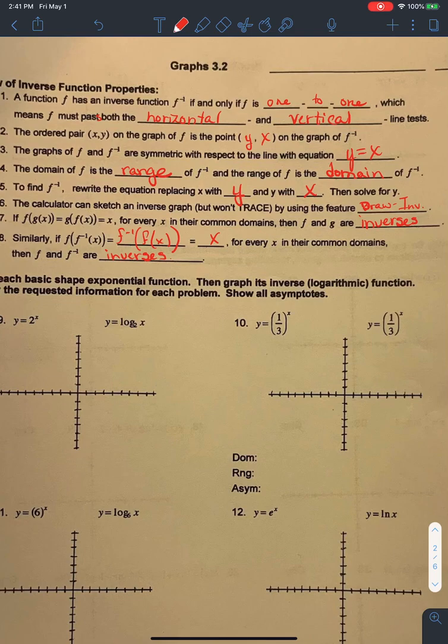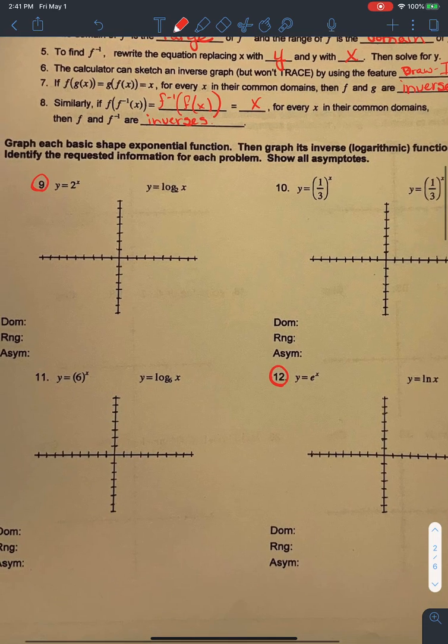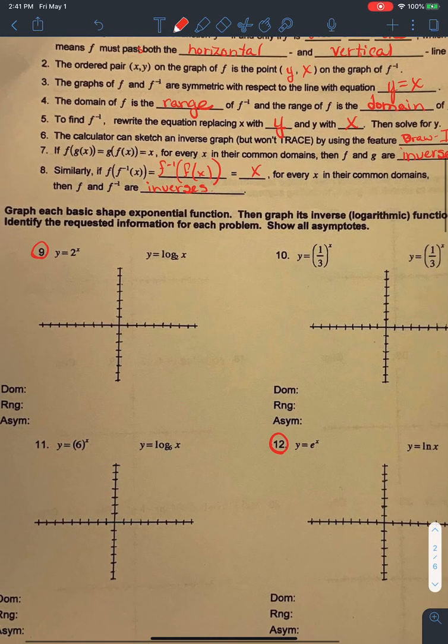Okay, now let's look at a few of these graphing ones. We're going to look at 9, 12, and 14 to start with. So let's circle those. 9, 12, and then 14 will be on my next page. So let's look at number 9. It says graph each basic shape.